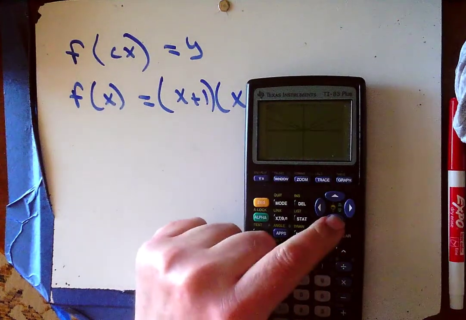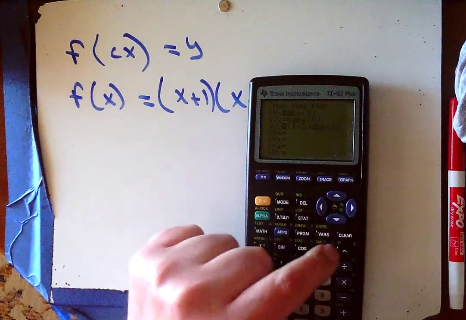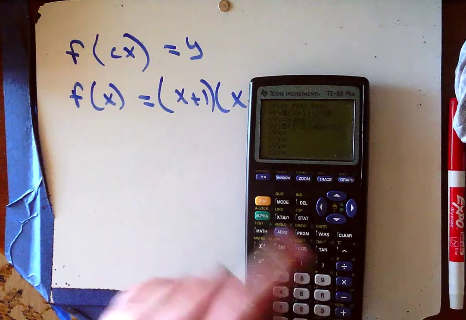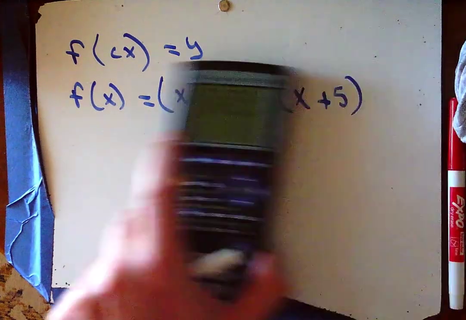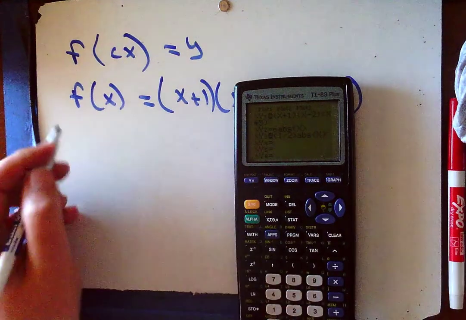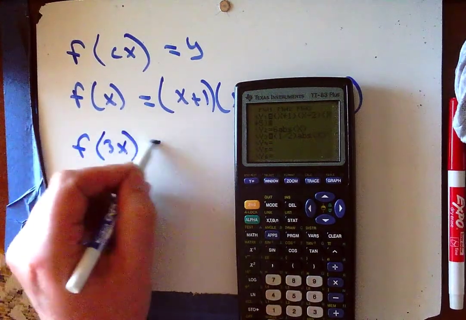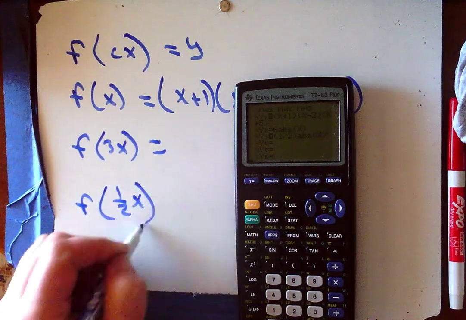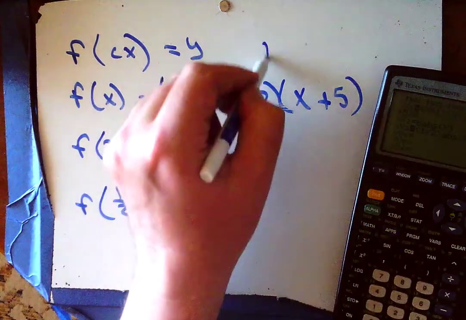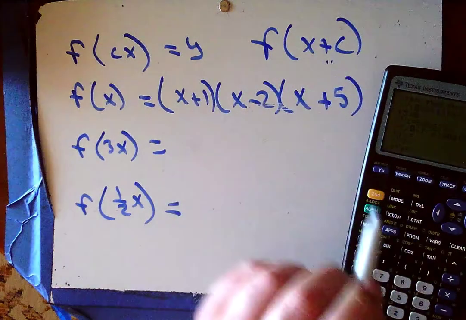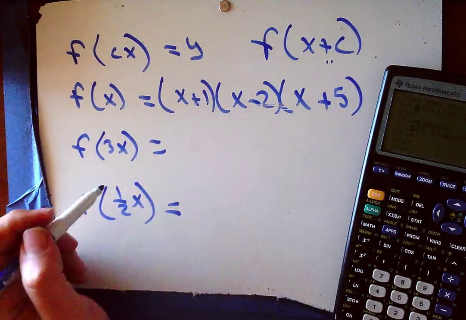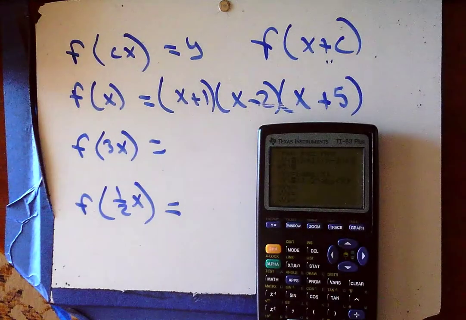Let's graph that. Okay, so I'm going to go over to y equals, and I'm going to put in (x + 1)(x - 2)(x + 5). Okay, so we're considering this our reference graph. And I want to do f of 3x, or I want to do f of 1/2 x. Now I see that these are inside the function. And before, when we had f of x plus c, when we were inside the function, did that affect x's or y's? That affected x's. That's right. So we're going to be doing something to the x's here. Well, let's see if we can figure that out.